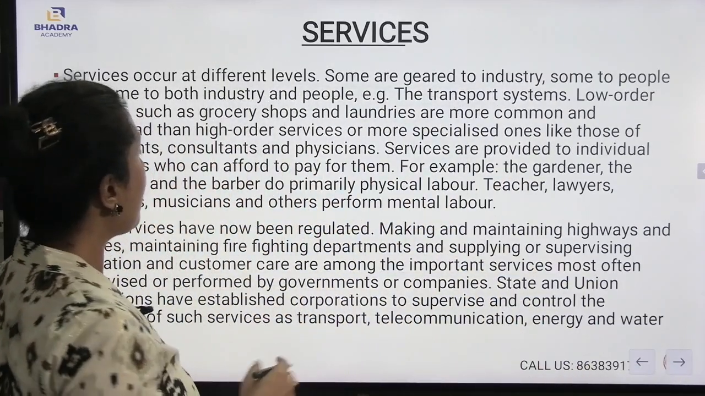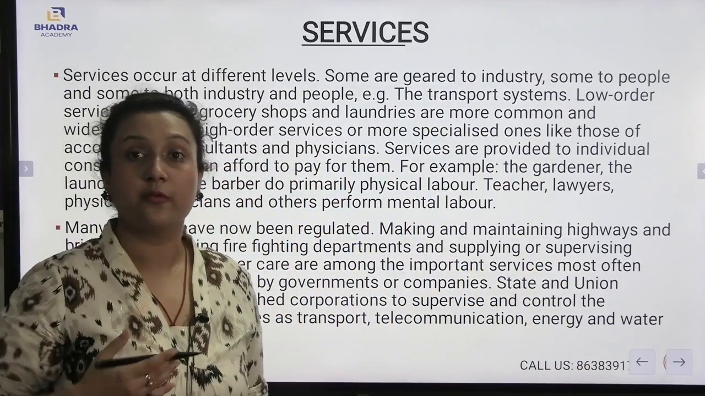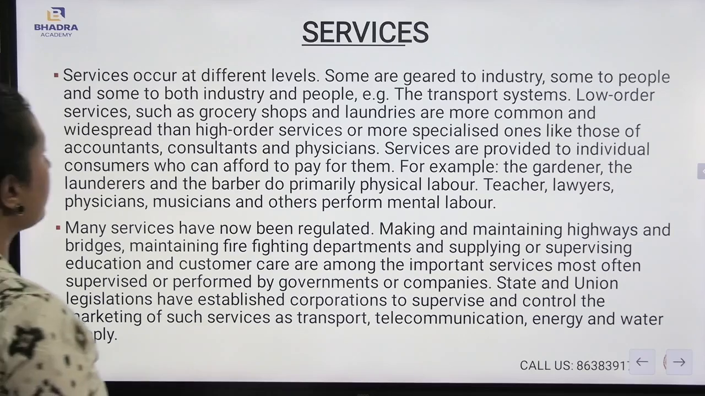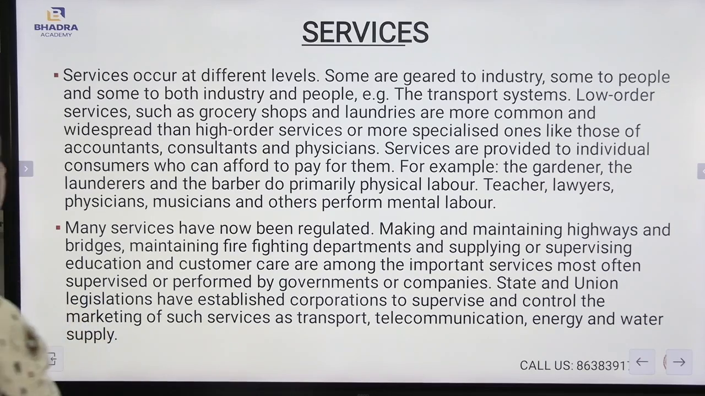Here, services. Now, at last, we will be understanding about services. What do you mean by services? Services occur at different levels. Some are geared to industry, some to people, and some to both industry and people. For example, the transport system. Low order services such as grocery shops and laundries are more common and widespread than high order services or more specialized ones like those of accountants, consultants and physicians.